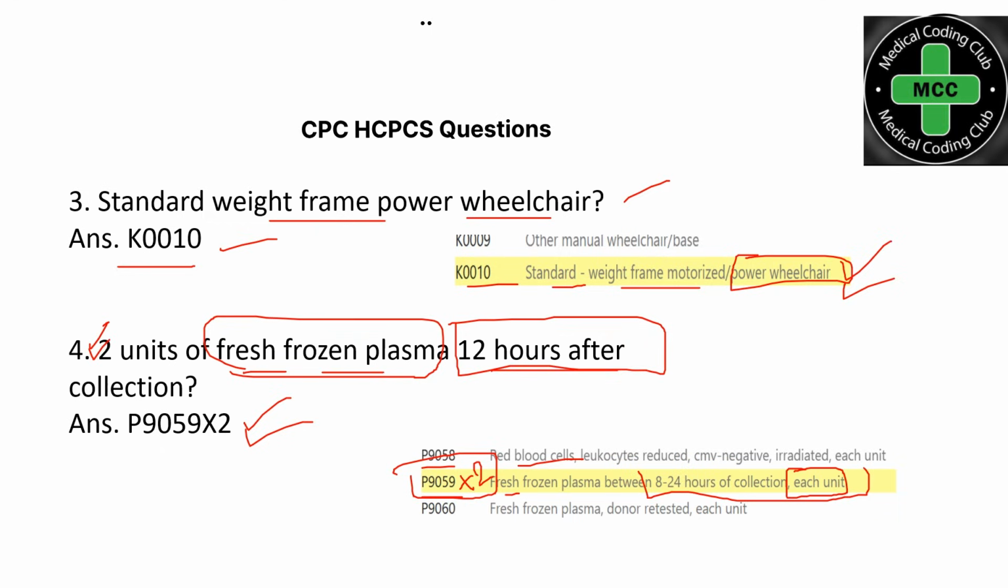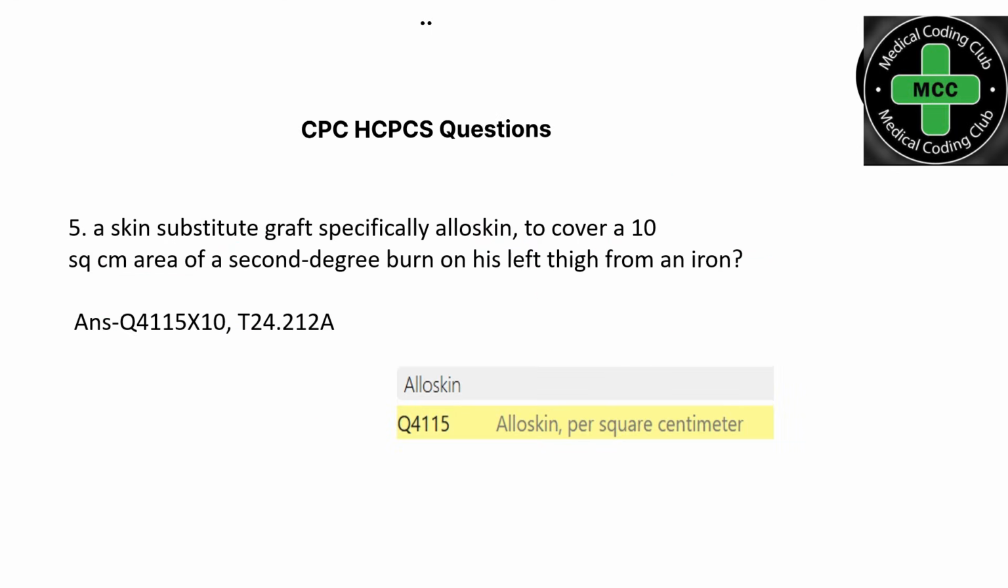Next, the last question. You can see here a skin substitute graft, specifically aloe skin, to cover a 10 square centimeter area for a second degree burn on the left thigh from an iron. Whether it is second degree or third degree, I'm not sure, but when I checked the mock paper I got this question, so I hope they are asking about second degree only.